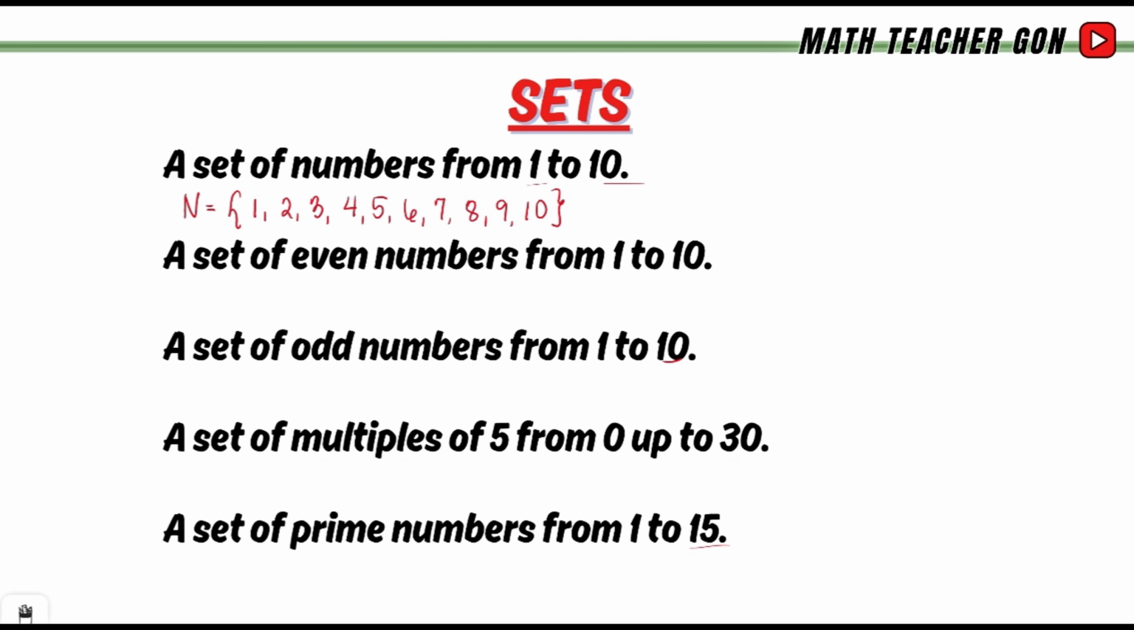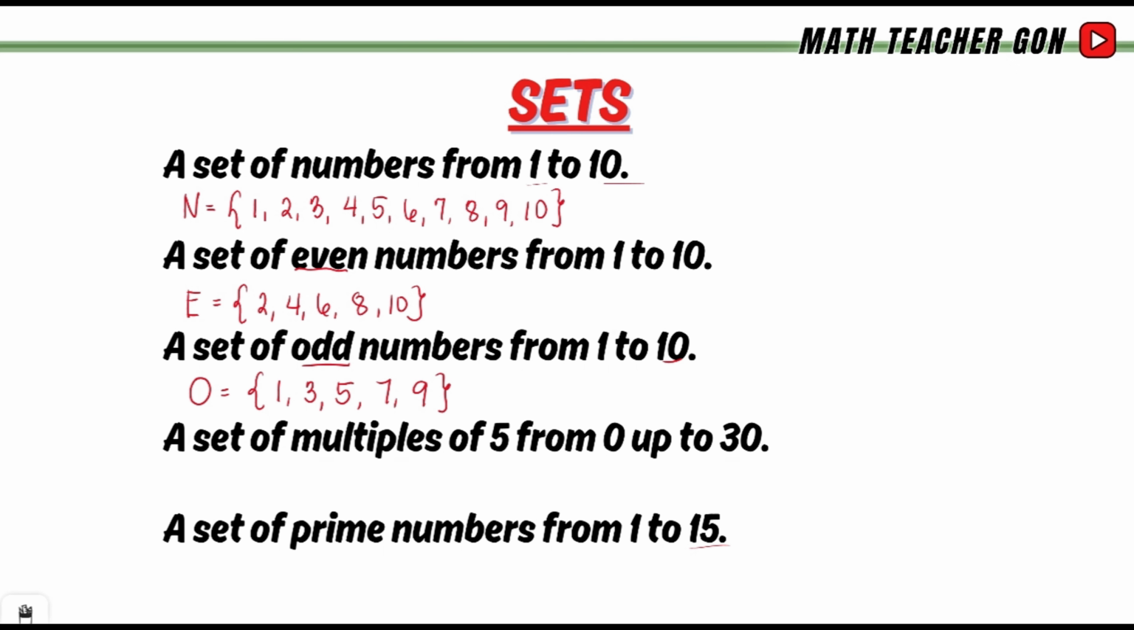Another one is a set of even numbers from 1 to 10. You should know what the even numbers are. Let's use E. The even numbers from 1 to 10 are 2, 4, 6, 8, and 10. Next is a set of odd numbers from 1 to 10. Let's use O. Odd numbers are 1, 3, 5, 7, and 9.